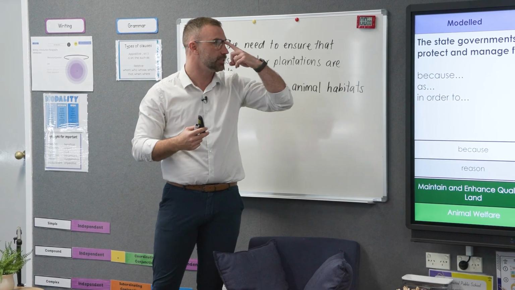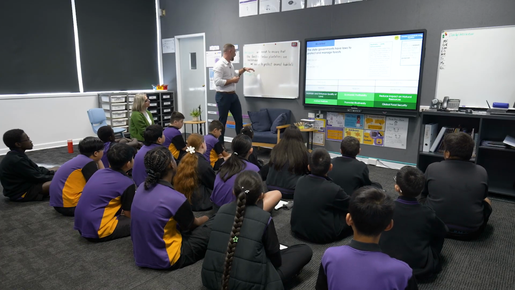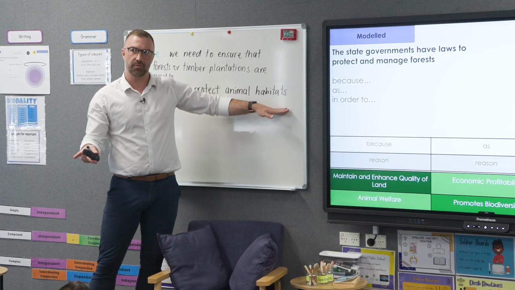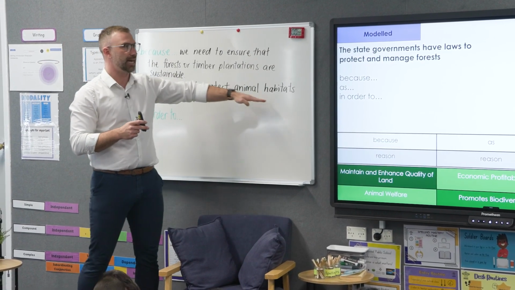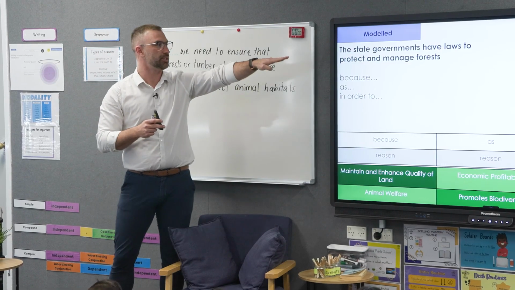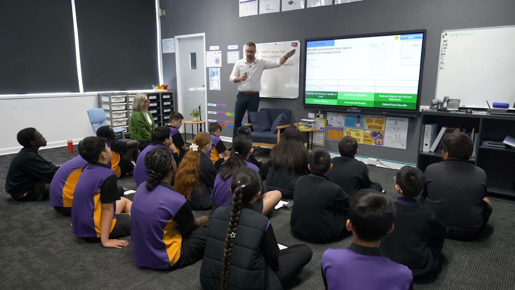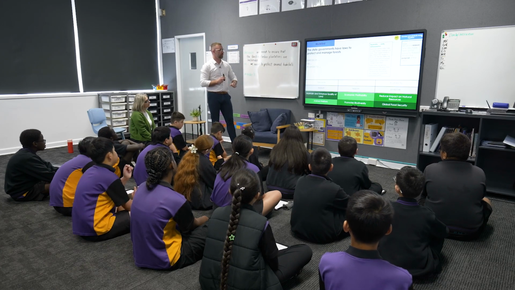I'm going to read that complete sentence. The state governments have laws to protect and manage forests as we need to protect animal habitats. Could I write my sentence this way? As we need to protect animal habitats, the states have laws to protect and manage forests. Yes, okay? So we can change the way our sentence is structured.